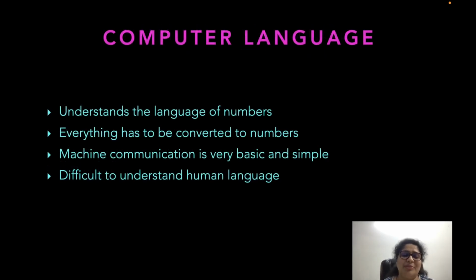So now coming to computer language. What does a computer understand? I hope you know, right? It understands numbers, nothing else. Whatever we are typing or writing on our computer, internally it is getting converted to numbers. That's where the magic happens. A computer always understands the language of numbers. That means everything fed to the computer has to be converted to numbers.